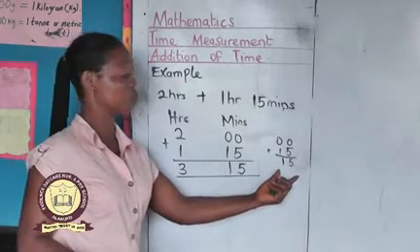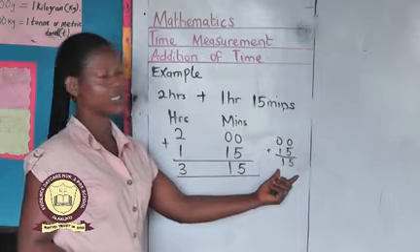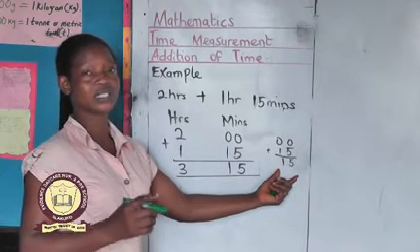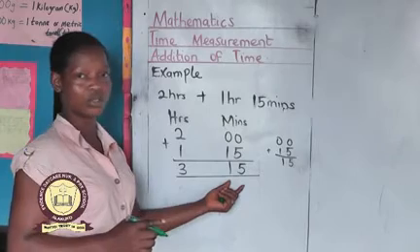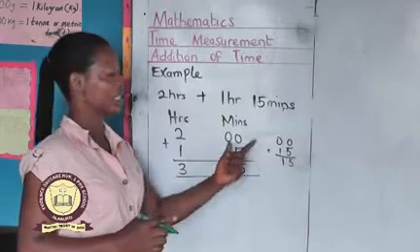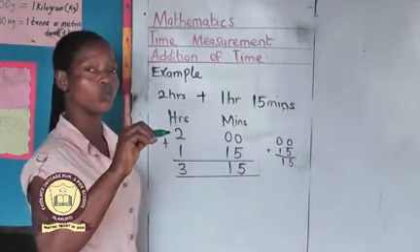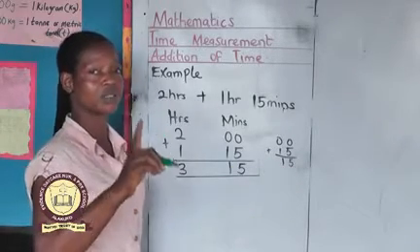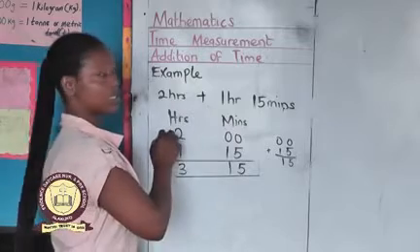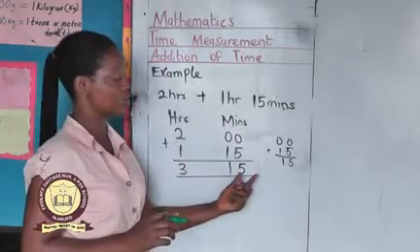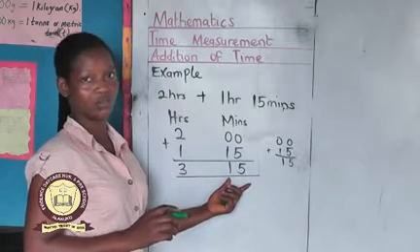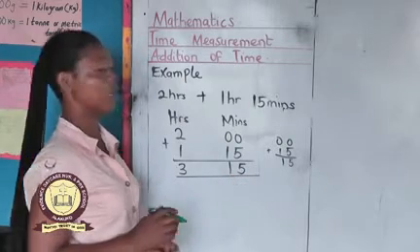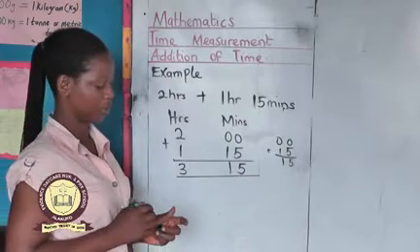Assuming the time you get here is more than 60, you take away 60 from that number and the remainder you write under the minutes. That 60 you take out, you turn it to 1, which is 1 hour. 60 minutes make 1 hour. Then you put it here. Since it's less than 60, you write your minutes there, without adding anything. I hope you get it.